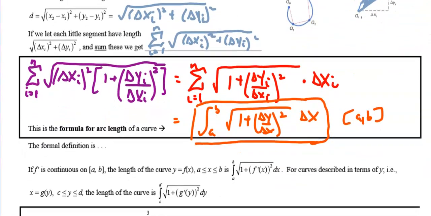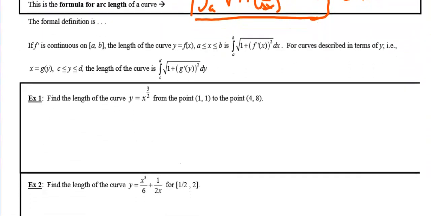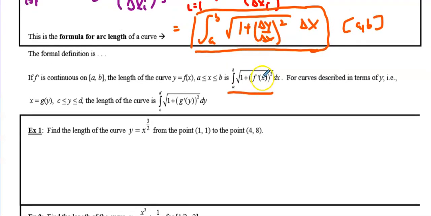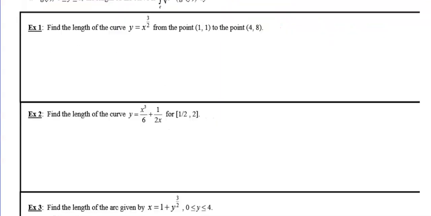So let's actually look at the 3 quick examples that we have for this. Here's the formal definition that you can pause and read, but I have just shown you what this is. It's our first derivative, which again is a change in y with a change in x, so f prime of x. We're going to square that, add 1, take the square root, and integrate from a to b.